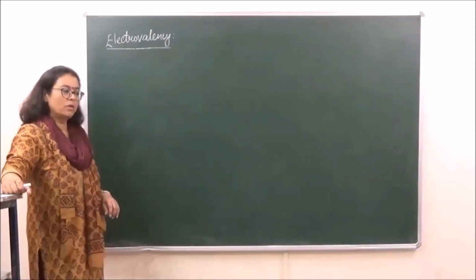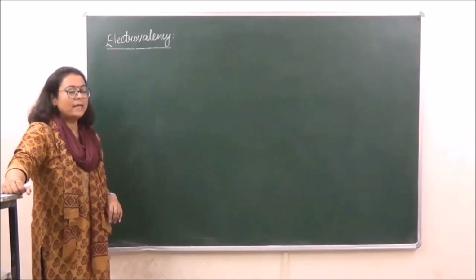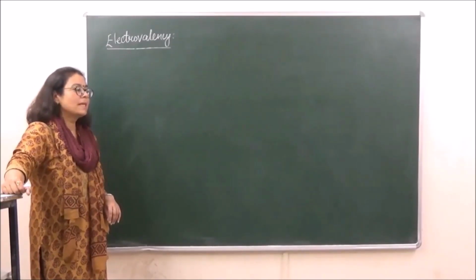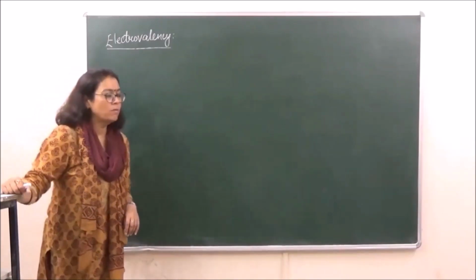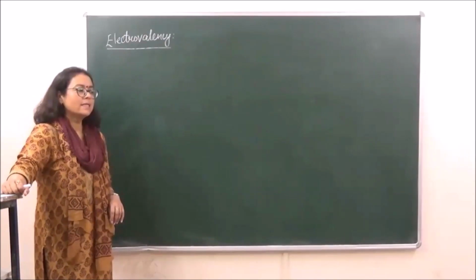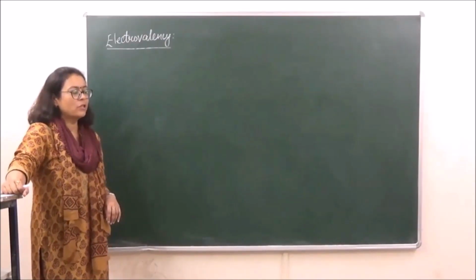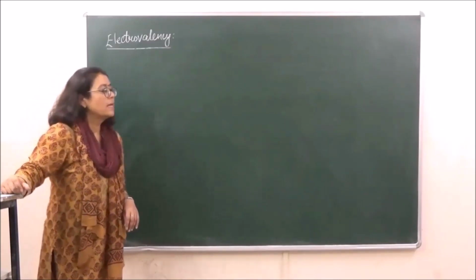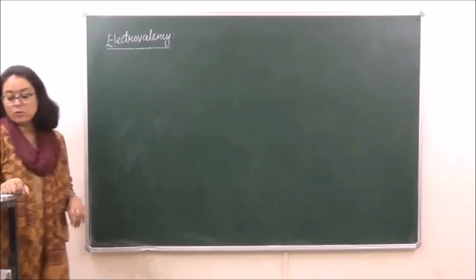bond or the ionic bond. Okay? And we know that ionic bond is formed by transfer of electrons, which means that there are two types of ions which are formed. One is the cation and the other one is the anion. Cation किस तरह से form होता है? By loss of electrons, and anion किस तरह से form होता है? By gain of electrons.